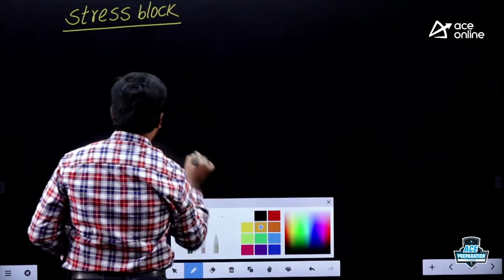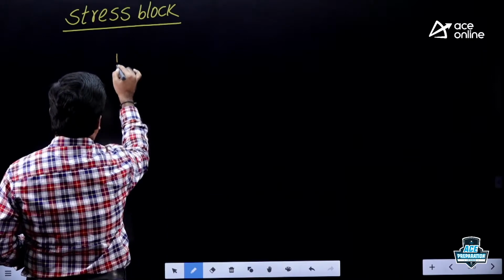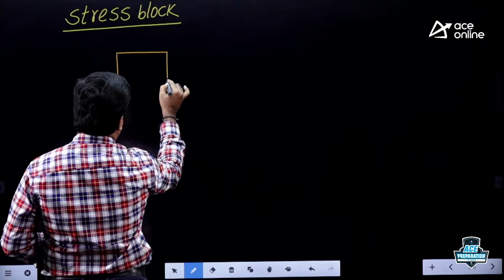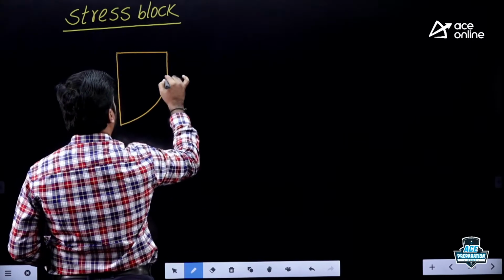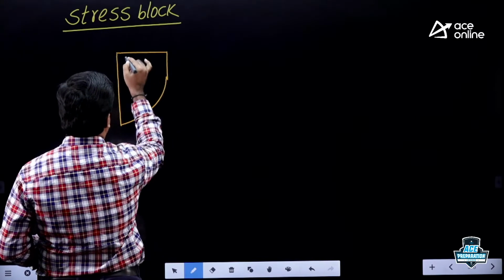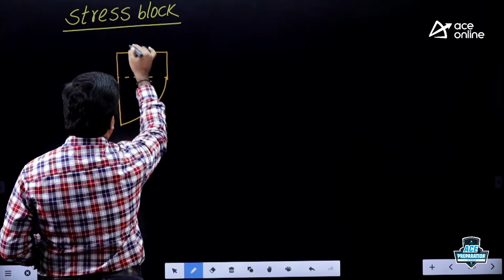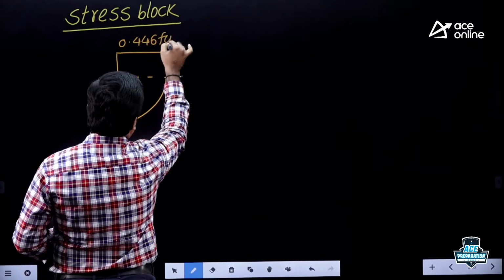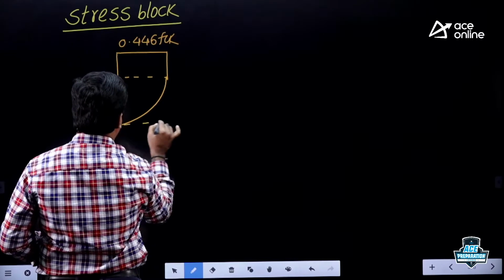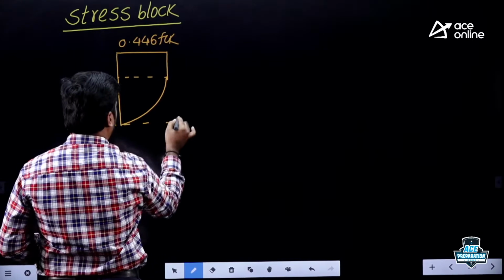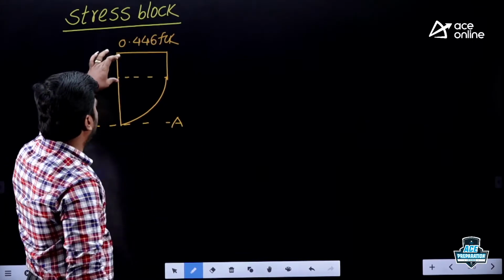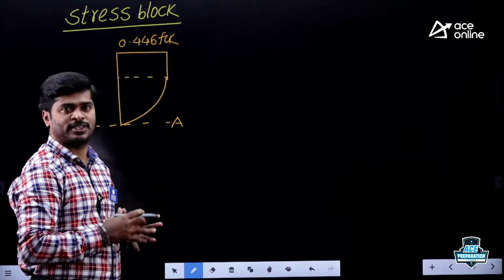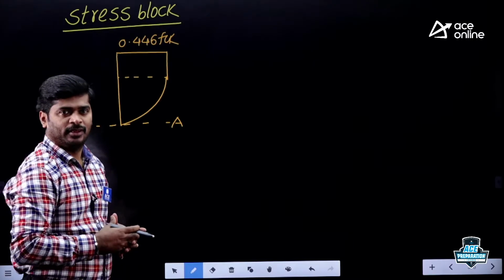Stress block is nothing but the stress diagram of concrete in the compression zone. In the limit state method, the stress block consists of partly a rectangle and partly a parabola. The design strength of concrete is 0.446 fck and this is the neutral axis position. If you observe, in a stress block, partly it is a rectangle, partly it is a parabola. This is a stress block, right?